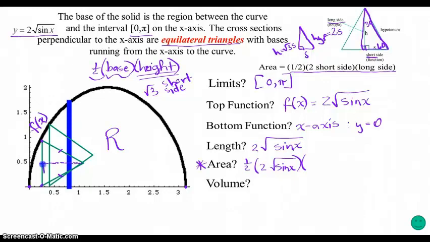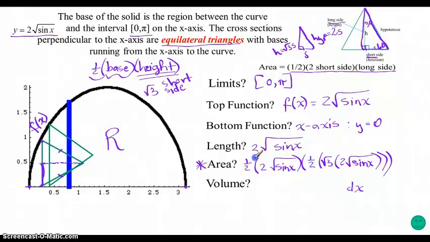Now, here's the short side. There's the short side right there. It's not our function, it's half of our function. So our height is 1/2 the square root of 3 times our function, times 2 times the square root of sine x. So there's the area that we're after. That's just the area of one representational equilateral triangle. And then we're going to put the dx after it, and that's going to get us our volume.